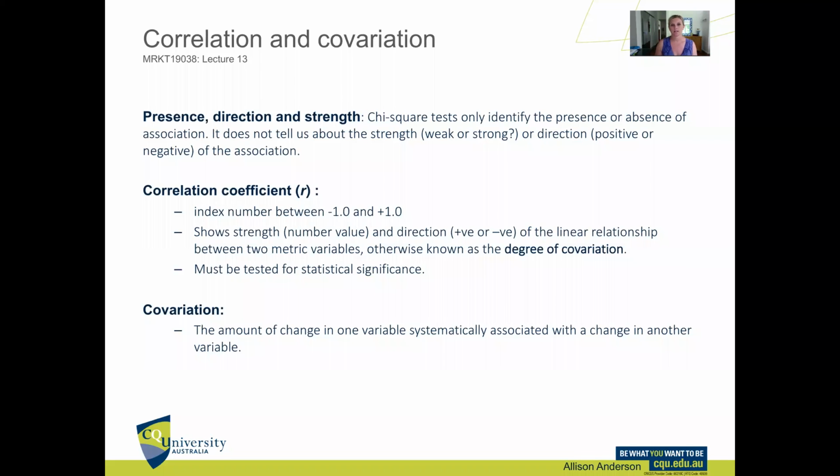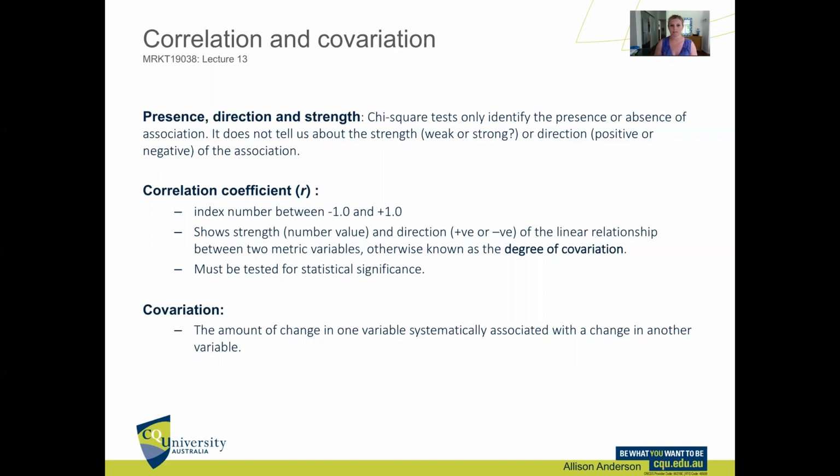It doesn't tell us about whether the relationship is weak or strong, or the direction is positive or negative. So a correlation coefficient, which is little r, is an index number between -1 and +1. It shows the strength and direction. So if it's, say, -0.5, the strength is 0.5 and the direction is negative, of the linear relationship between two metric variables, otherwise known as the degree of covariation.